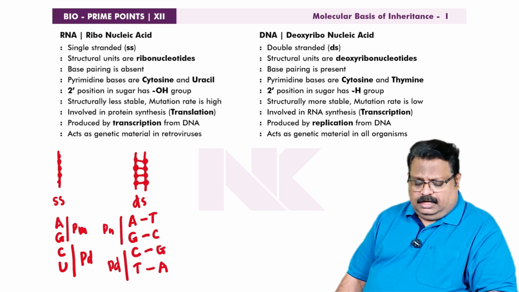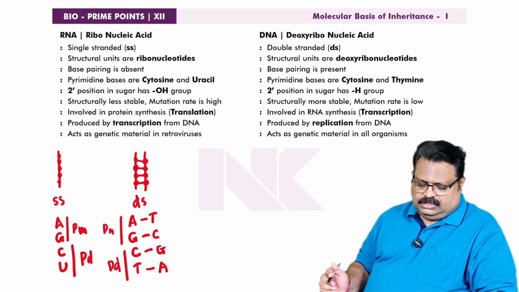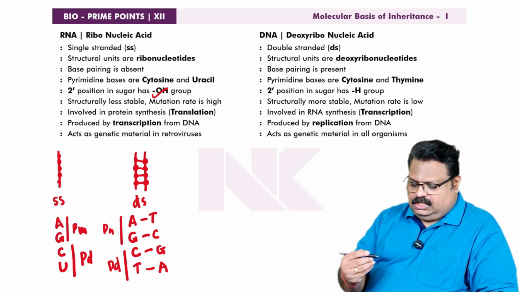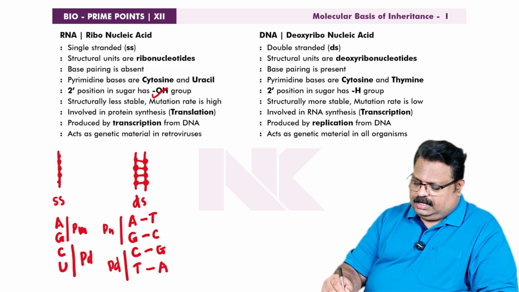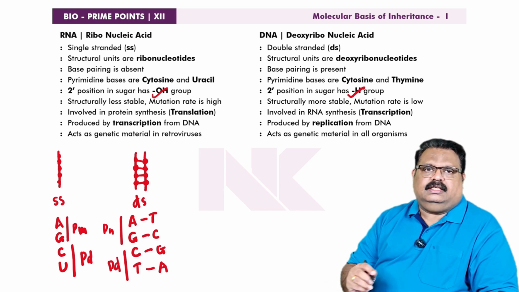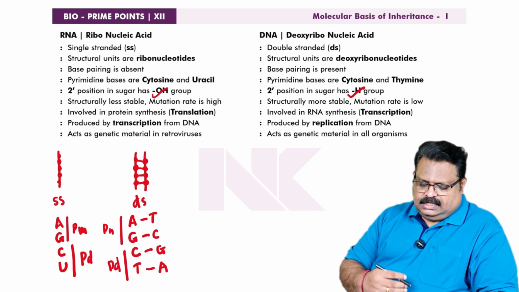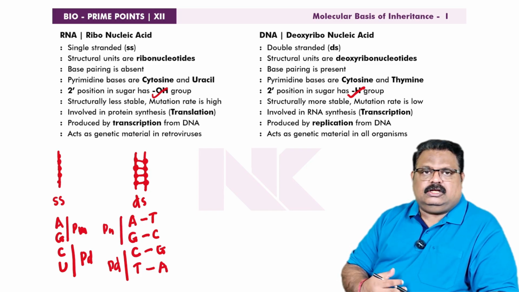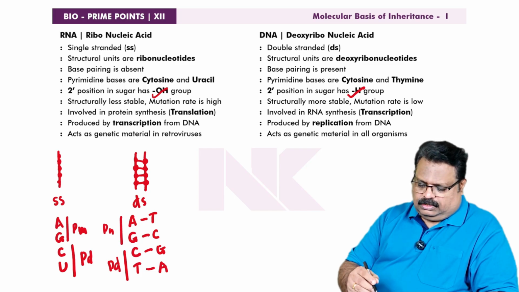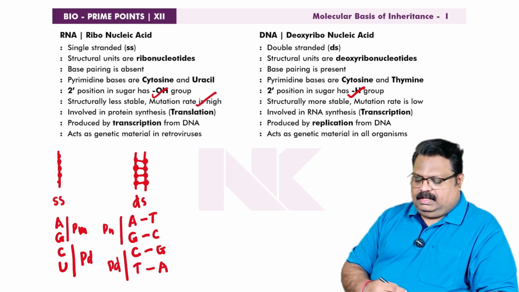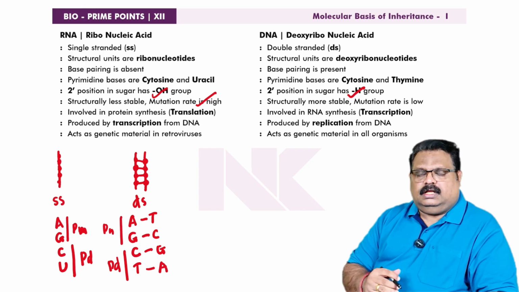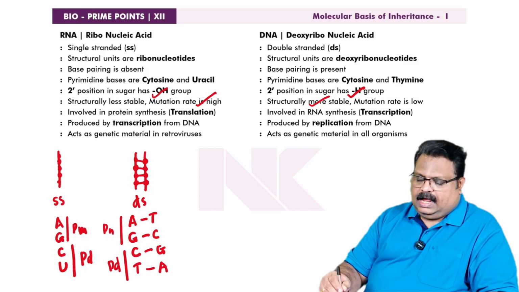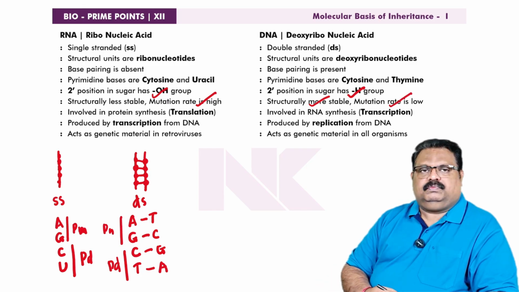Okay. In the case of RNA, the sugar is ribose. The second carbon of ribose has an OH group. In the deoxyribose sugar, the second position of carbon has one oxygen less, only a hydrogen group will be there. Since RNA is a single-stranded molecule, it is structurally less stable as compared to DNA, and therefore the mutation rate may be very high. But in the case of DNA, 2 strands are connected together. Moreover, they are formed in the form of a double helix, so that they are structurally more stable and the mutation rate is comparatively low.